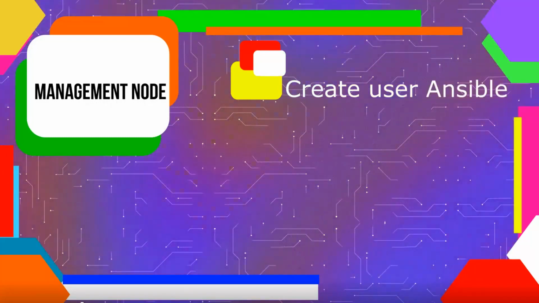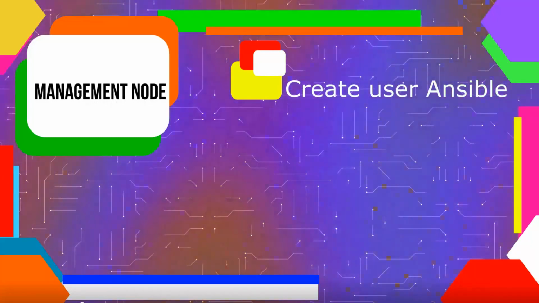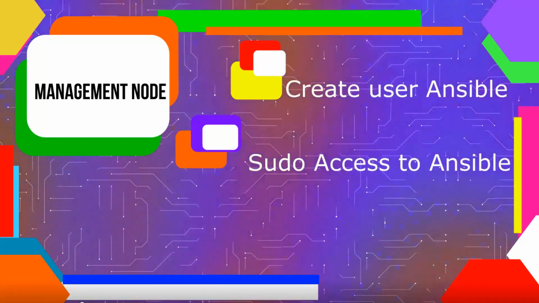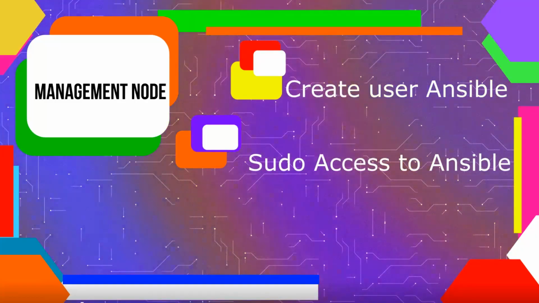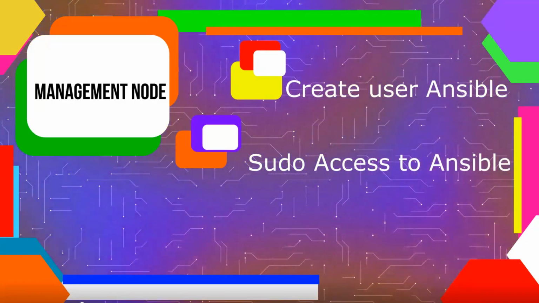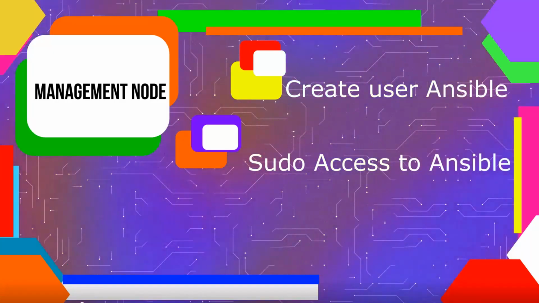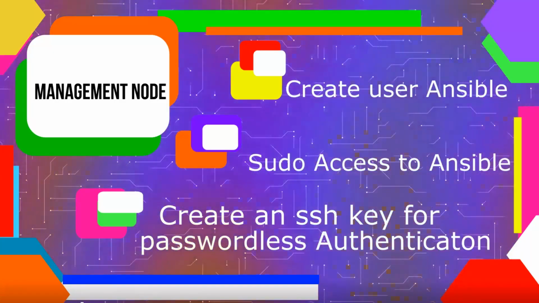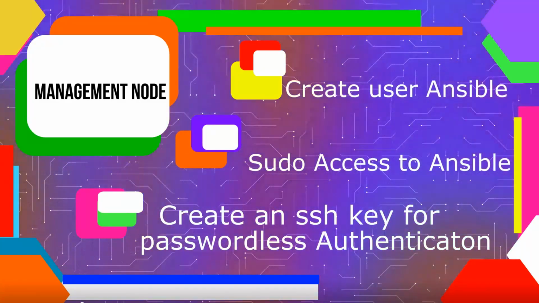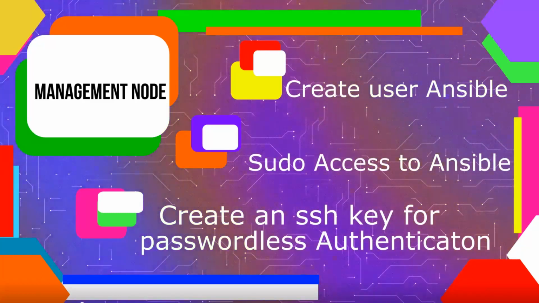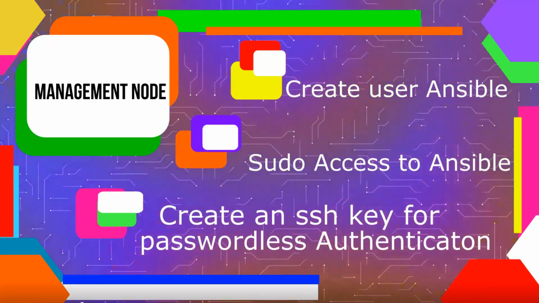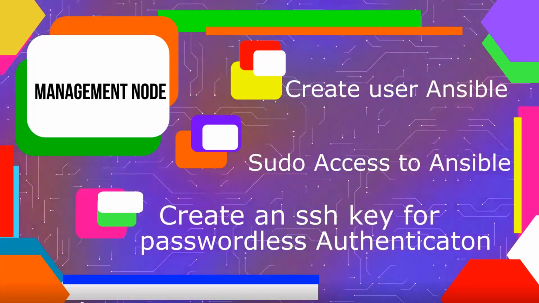We have to create an Ansible user in the management node. We are executing all scripts using the Ansible user. So we need to create an Ansible user in all management node servers. We need to add the user in the sudoers file to get root privileges. We have to create an SSH key for the Ansible user and add the control node public key in the Ansible user's authorized keys file for passwordless authentication setup. Now we can start configuring the control node and management node in CentOS 9.